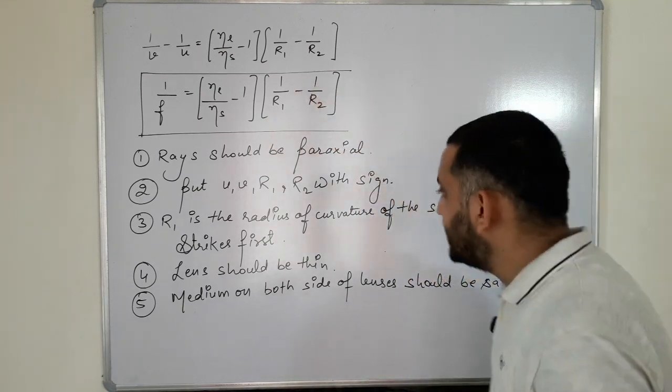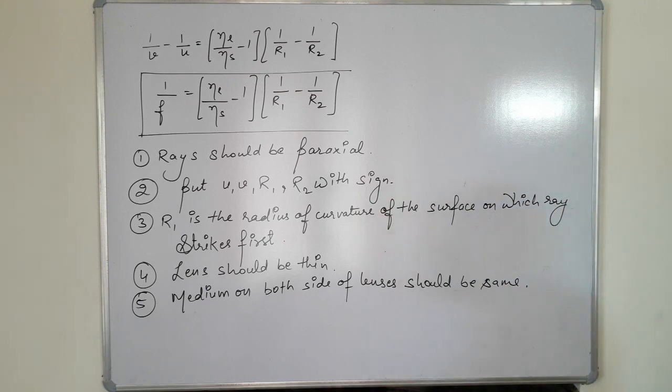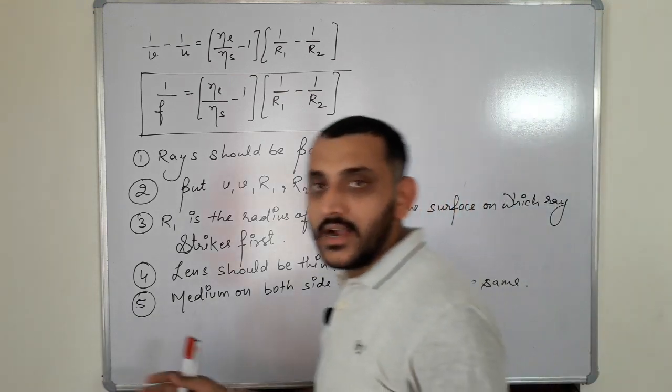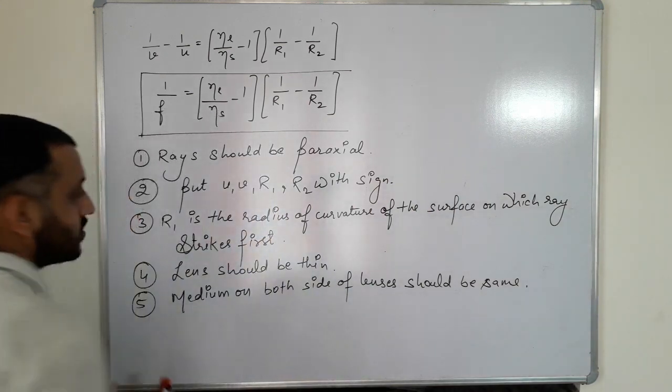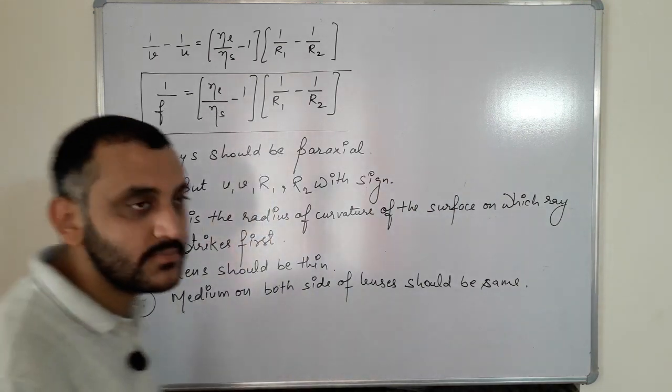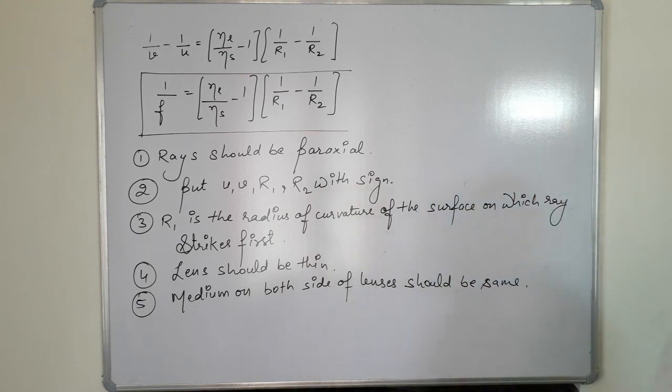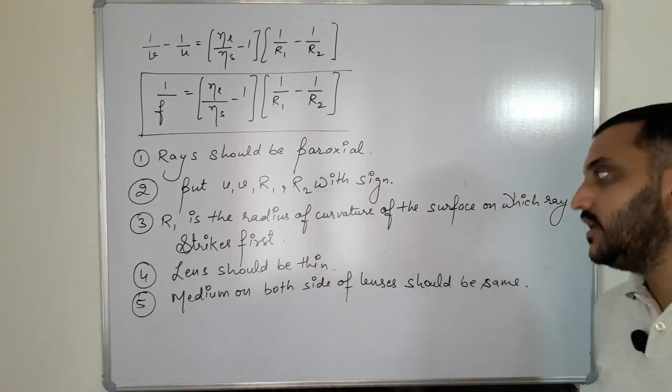Number 4 is lens should be thin. Your lens should be thin because all the distances which we have taken, that U, V, R1, R2, all the distances are taken from the optical center. So you must know that lens should be thin.